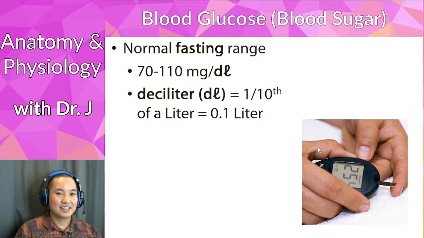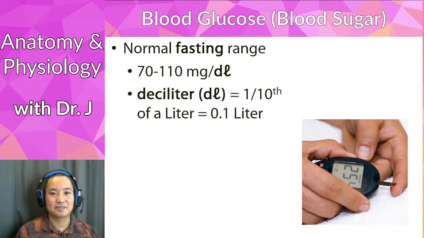Now, it's not the same as a liter, but if you're going into nursing and medicine, especially nursing, you've got to know what a deciliter is, because this mg per deciliter appears in so many lab values. A deciliter is not the same as a liter, and it's not 10 liters, it's actually 0.1 liter, so 1/10 of a liter. So that's what a deciliter is.